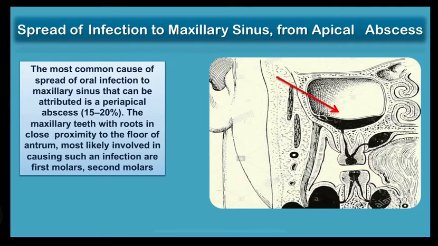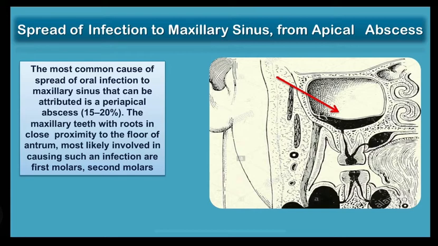Also another cause is the spread of infection to the maxillary sinus from the apical abscess. Here in the picture we have the apical abscess spreading from the tooth into the maxillary sinus. The most common cause of spread of oral infection to the maxillary sinus can be attributed to the periapical abscess.